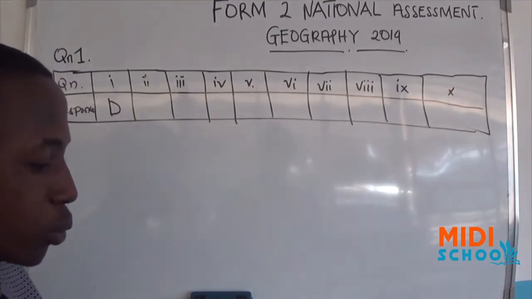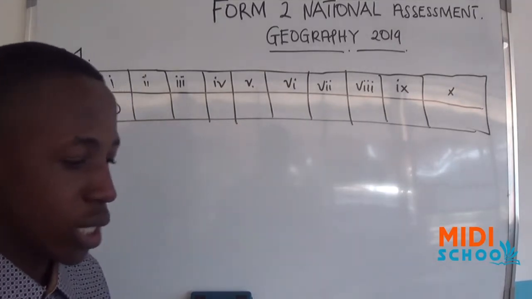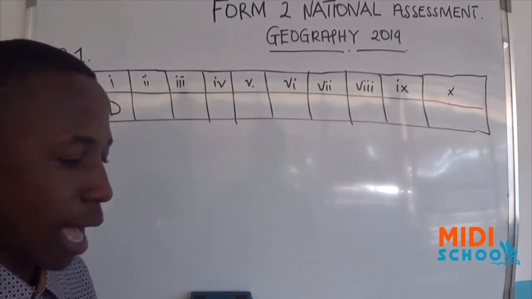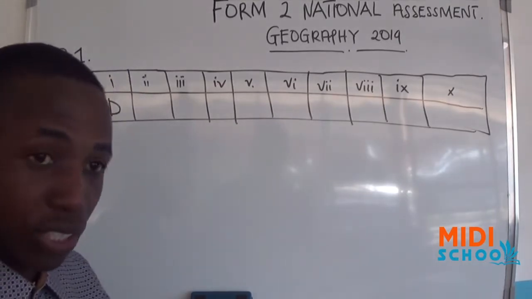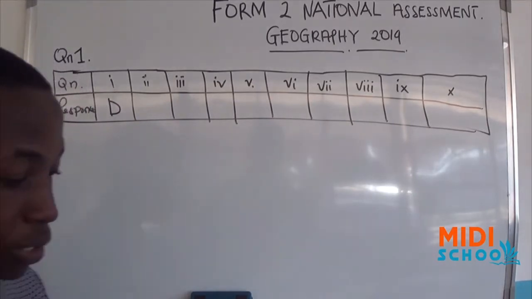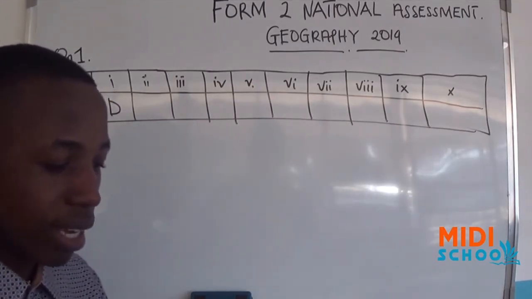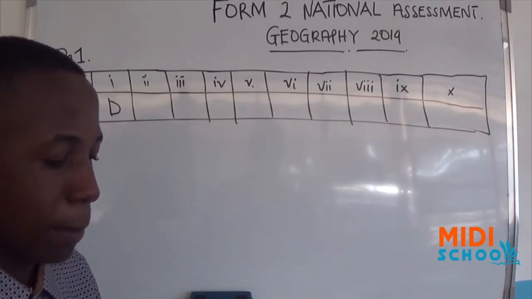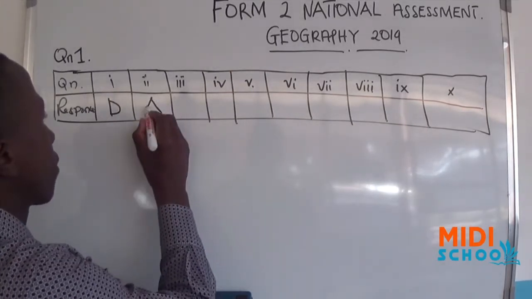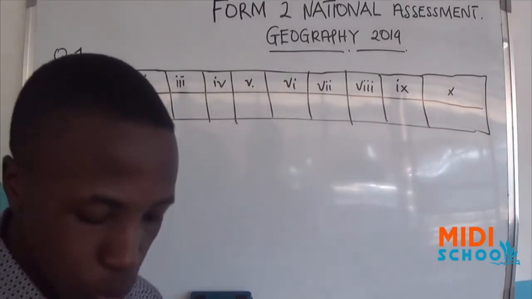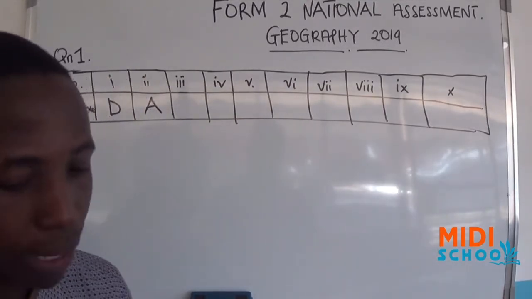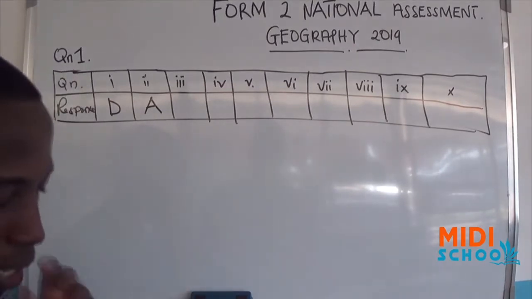For number 2, the direction to which a compass needle points is called. A, magnetic north, B, true north, C, grid north, and D, compass bearing. Our answer here is A. The direction to which the magnetic needle always points is called magnetic north, and our answer here is A.